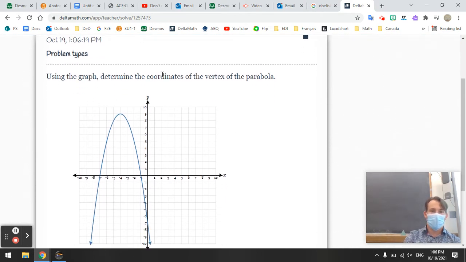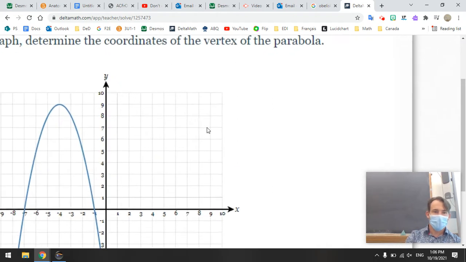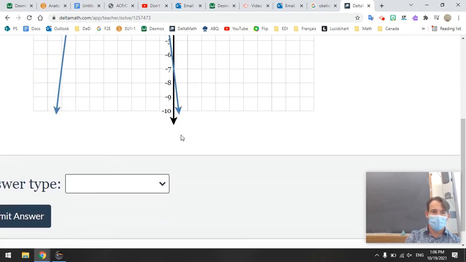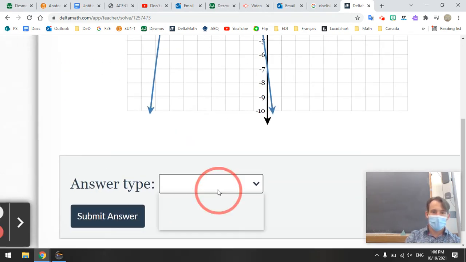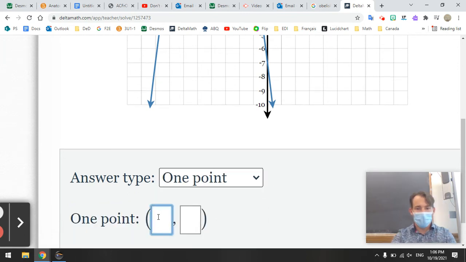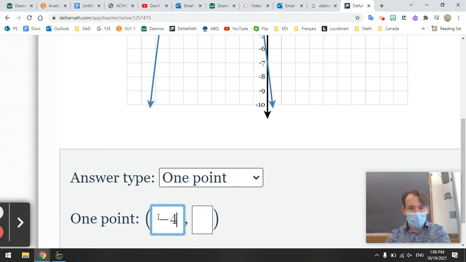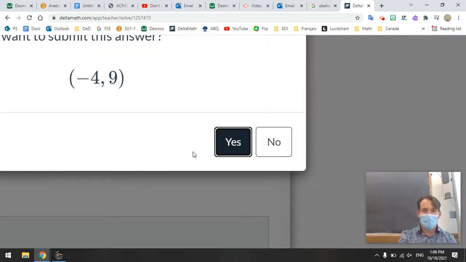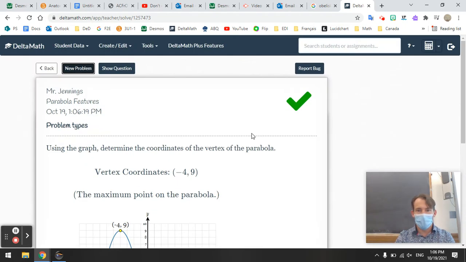Using this graph, determine the coordinates of the vertex of this parabola. Where is the vertex of this parabola? I see it. Right there: minus 4, 9. So you would put in here, answer type, 1 point, and then you would put in minus 4, 9. You'd submit the answer. Yes, I'm sure. And then we unzoom.